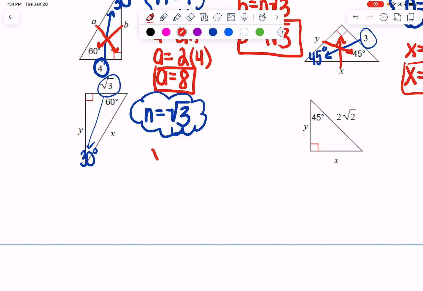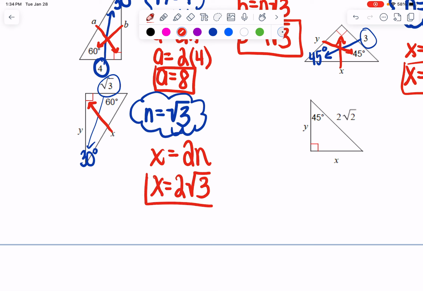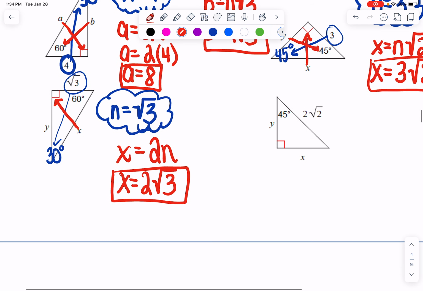Okay, so let's start off with x. X is opposite 90. So opposite 90 in a 30, 60, 90 degree triangle is 2n. If I know n is root 3, x would be 2 times root 3. You cannot multiply because one's in the radical, one's outside.